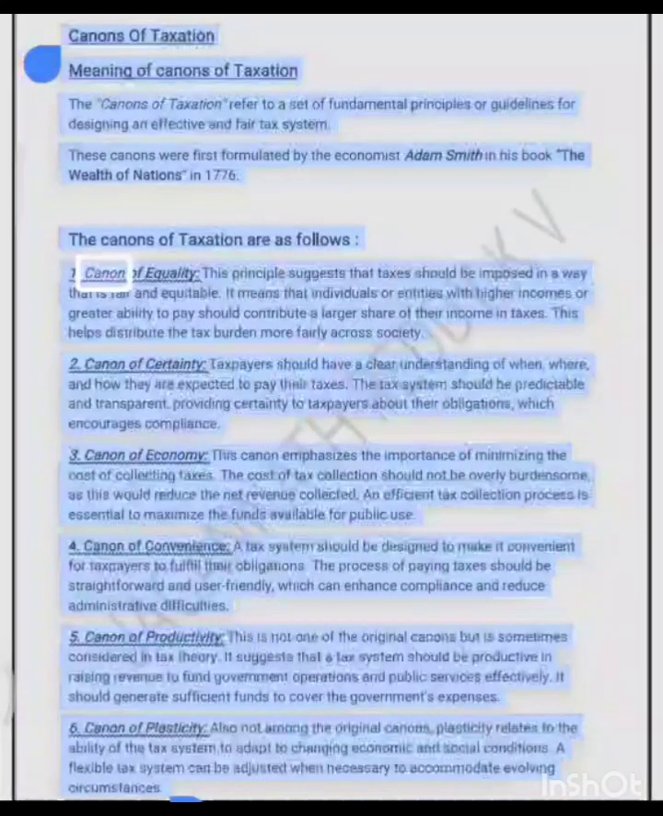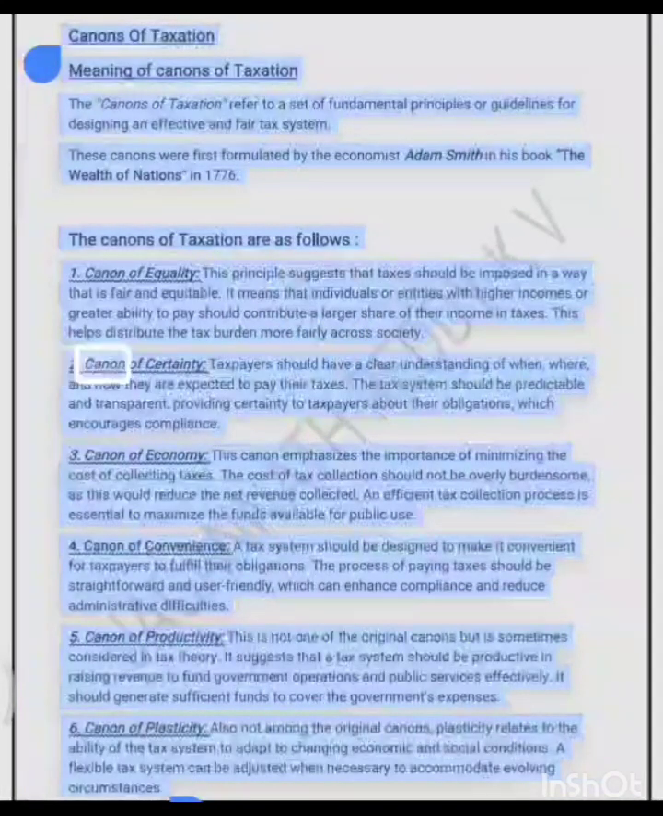1. Canon of equality. This principle suggests that taxes should be imposed in a way that is fair and equitable. It means that individuals or entities with higher incomes or greater ability to pay should contribute a larger share of their income in taxes. This helps distribute the tax burden more fairly across society.